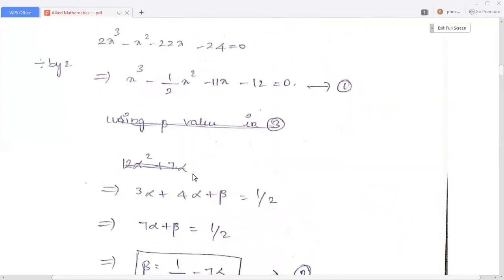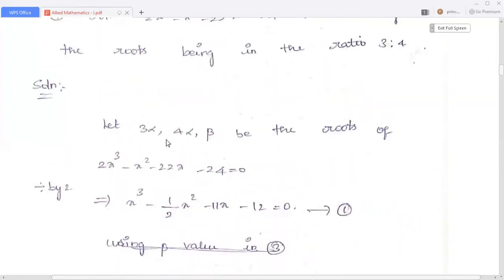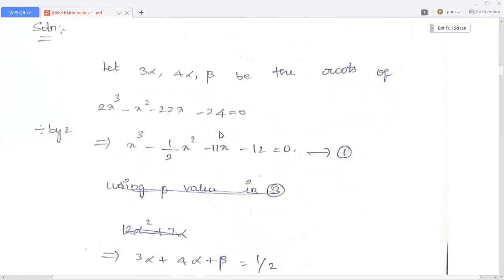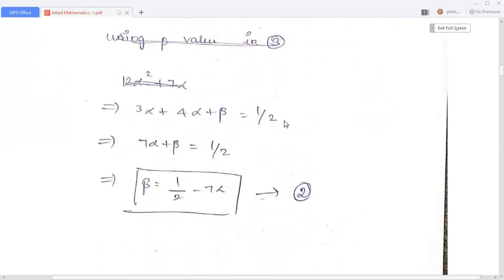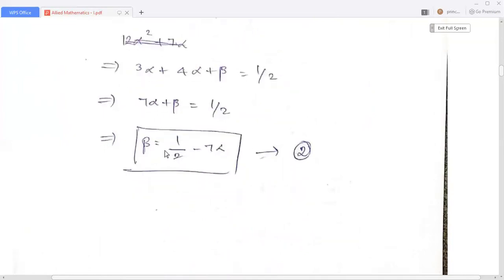Now we write the sum of all the roots. That is 3 alpha plus 4 alpha plus beta is equal to 1 by 2. So this can be obtained by using the relation between roots and their coefficients. So when you simplify this, we get 7 alpha plus beta equal to 1 by 2. Therefore, beta equal to 1 by 2 minus 7 alpha. So that can be taken as equation number 2.